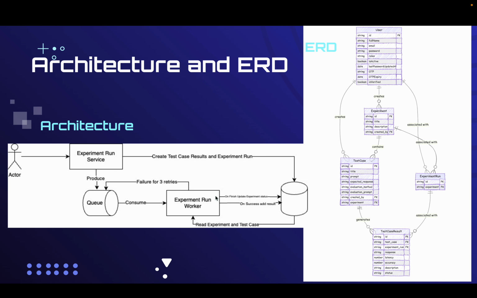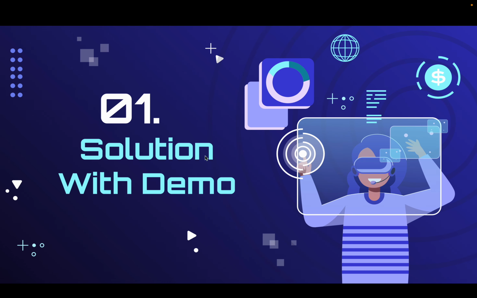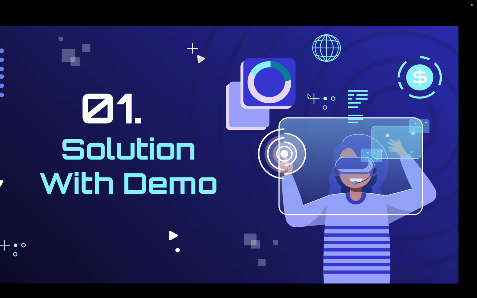And then after that, it's also going to queue each test case result into our queue, and then our experiment runner worker is going to be pulling from, consuming from our queue and executing those test cases one by one, right? And if it fails, it's going to retry 3 times. But if it fails after 3 times, it's going to end up failing, right? That's how it works. So yeah, let's go to the demo and see how it goes.